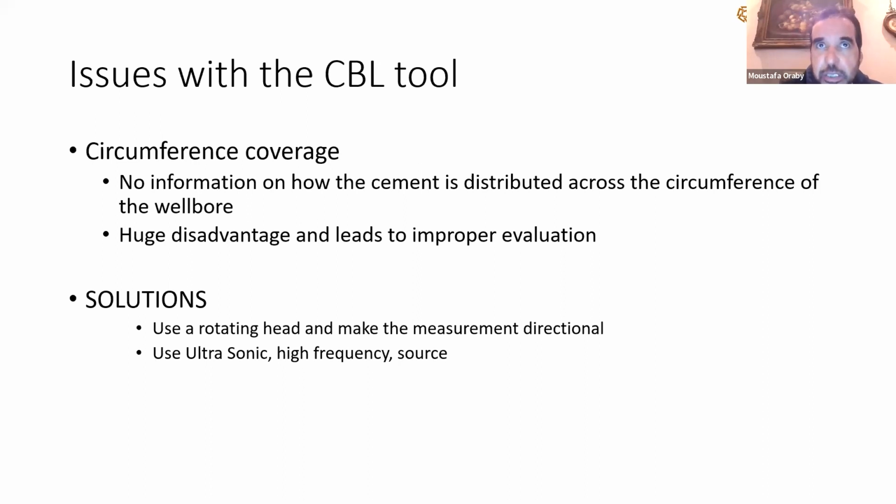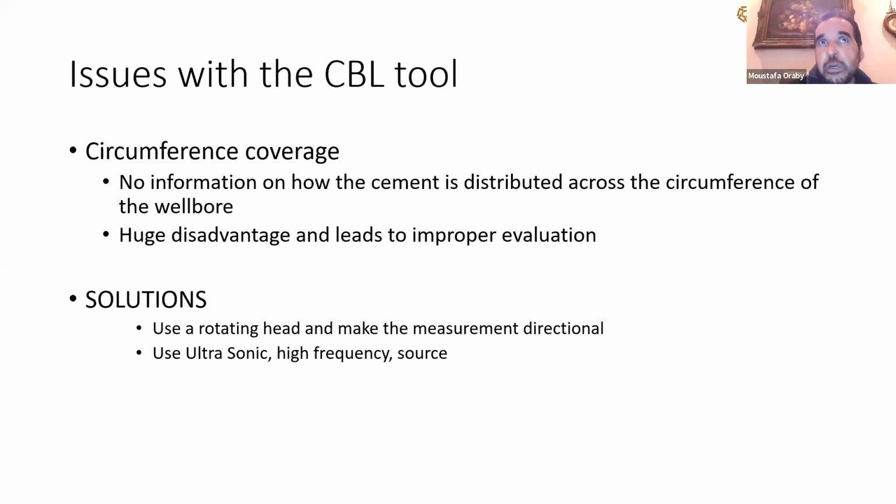So there is no need to use low frequency acoustics. High frequency acoustic will actually limit the zone. I will be interested in this zone only, the zone between the casing and the formation. I need to look at the cement. Okay, so there's no need to use low frequency. That's why we use ultra high frequency.